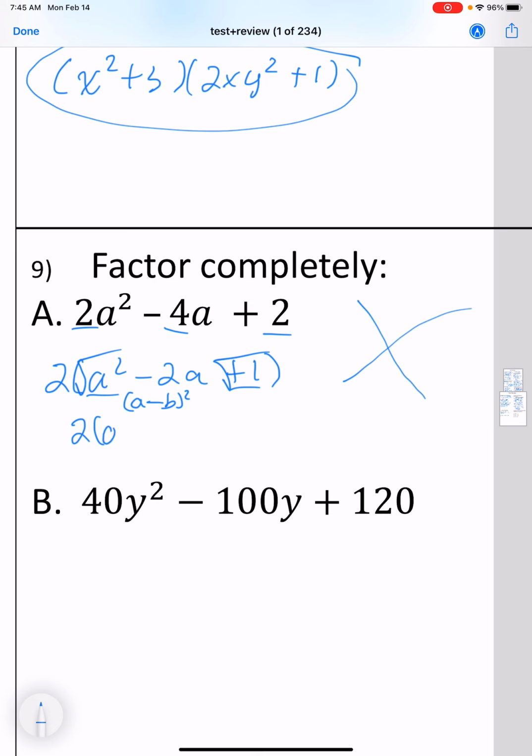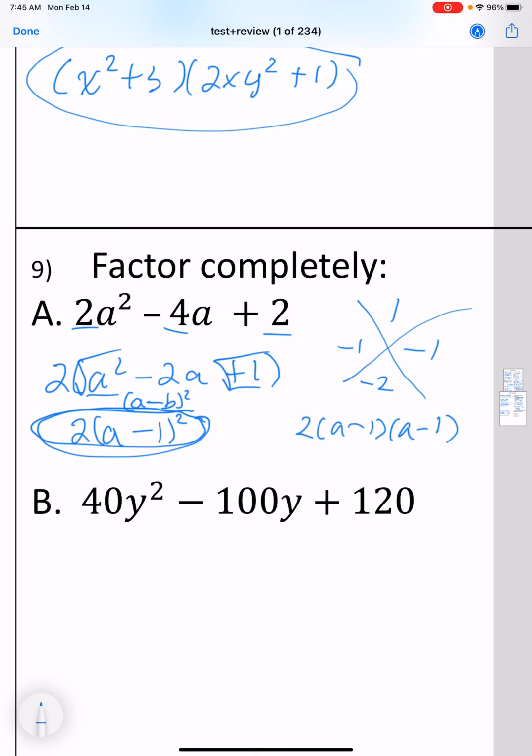So it would be (a - 1) squared. If you did it using the X method, you would find your numbers that multiply to 1 and add to -2, which is -1 and -1. And then our final answer should still end up looking like this, even though you probably wrote (a - 1) times (a - 1). You should just recognize that that can be written with an exponent of 2.